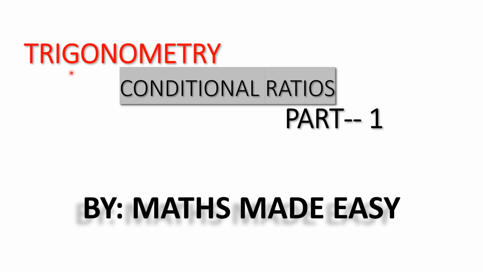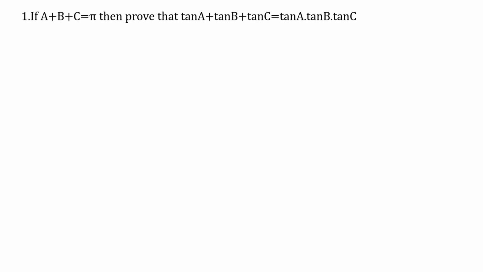Today let's start Trigonometry Conditional Ratios Part 1. Our first question is, if a plus b plus c is equal to pi, then prove that tan a plus tan b plus tan c is equal to tan a into tan b into tan c.